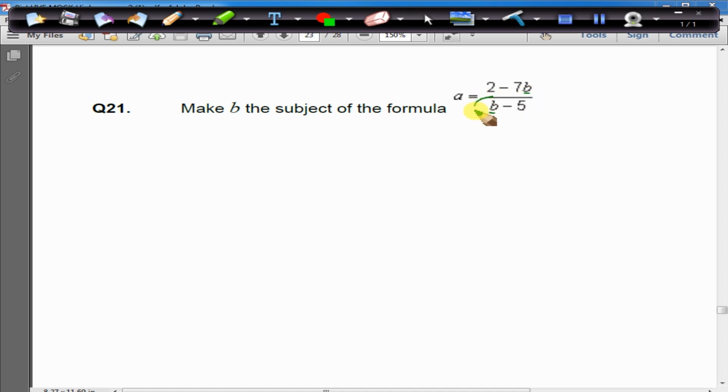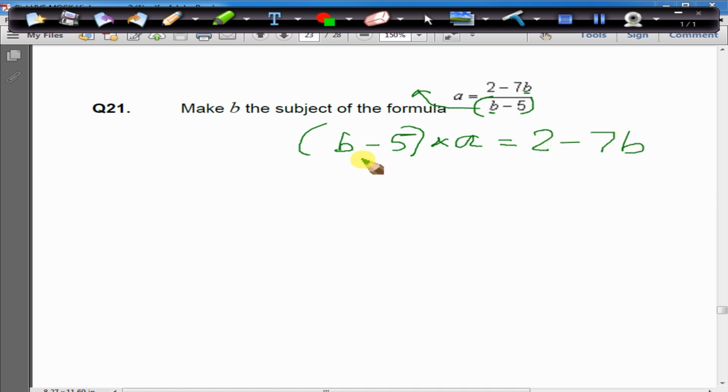So we need to get rid of the fraction at the bottom. Opposite of dividing by all of this is times on the other side. So we have b minus 5, all of this, so bracket there to indicate all of it, multiplied by a is equal to, copy the top bar again, so it's 2 minus 7b. Now we need to get the b out of the bracket, we need to multiply out the bracket to release it. So b times a is ab.